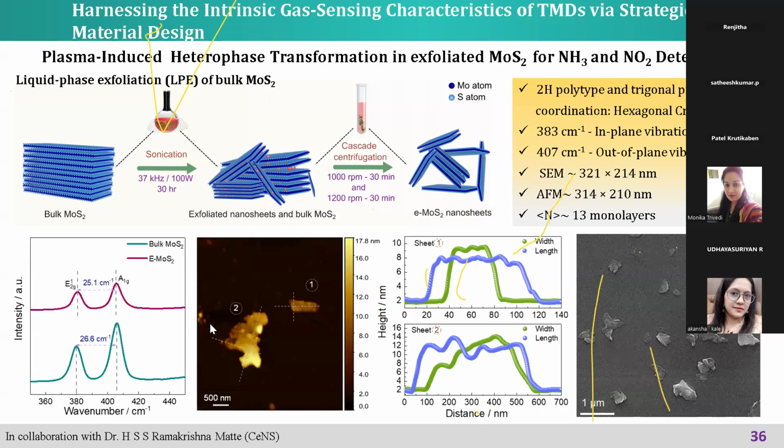If you see here, this is the AFM photograph. Now you take a height profile of this image, and the image will give you the height of the layers. In this case, the layer height is about 7 to 8 nanometers. That is about 13 monolayers of MoS2. This is the sample we have taken.